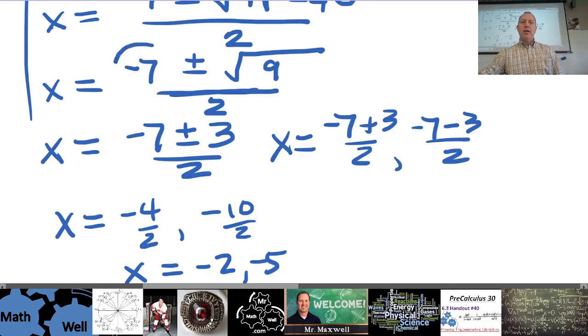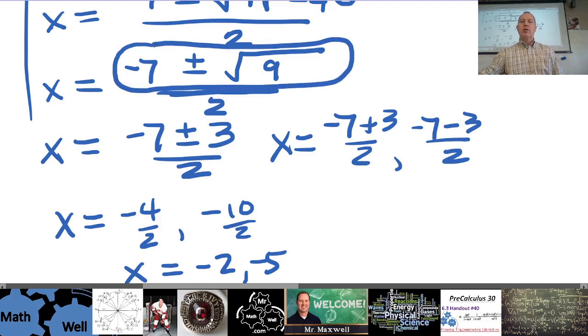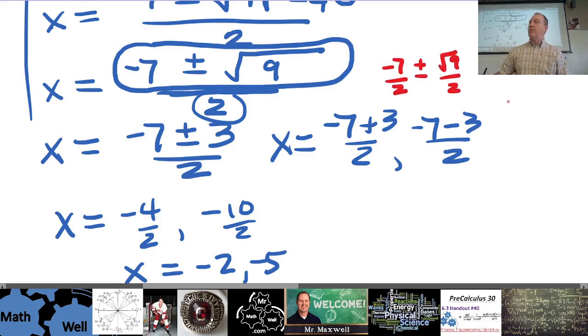So order of operations, really, you would do this addition, subtraction first before you did the division. So you could rewrite it like this, if you want, like negative 7 over 2 plus or minus root 9 over 2. But you're going to be adding fractions and stuff. So I would encourage you to evaluate the top first and then do your dividing.